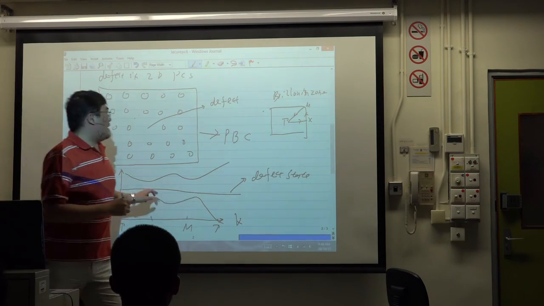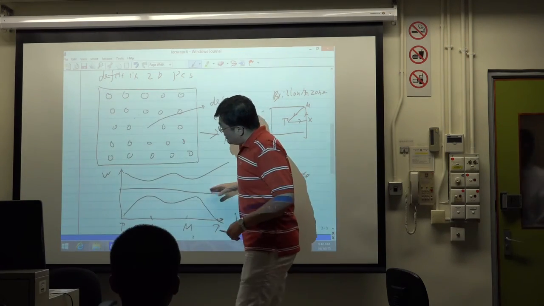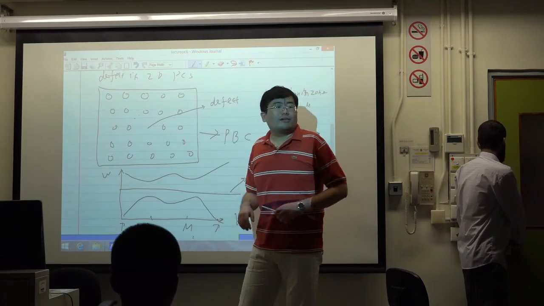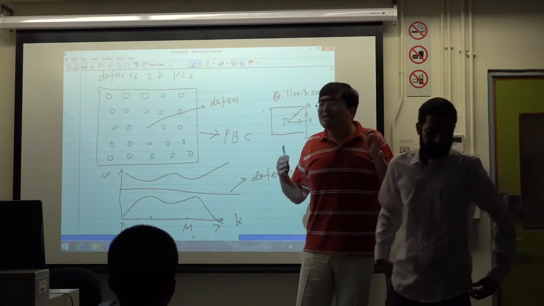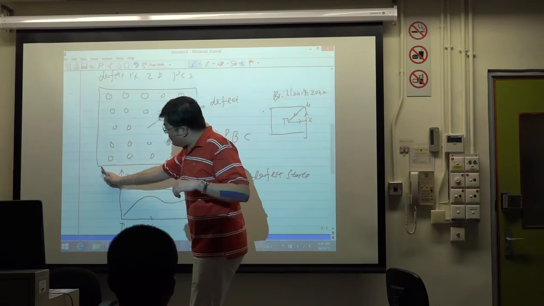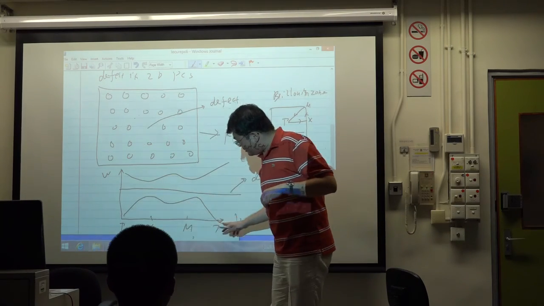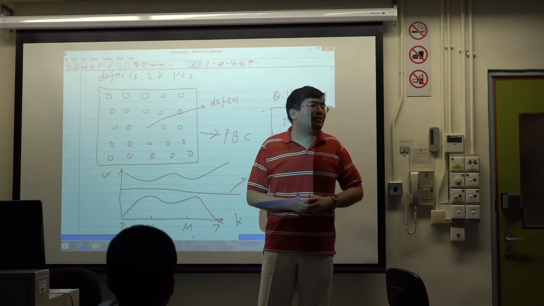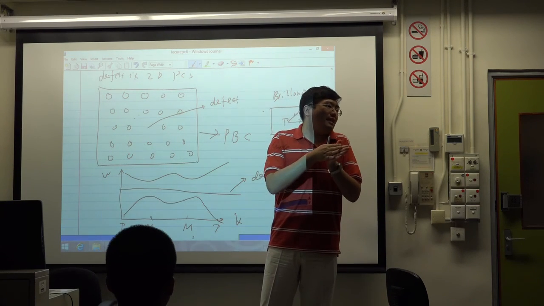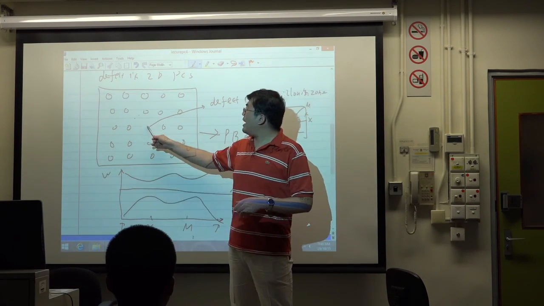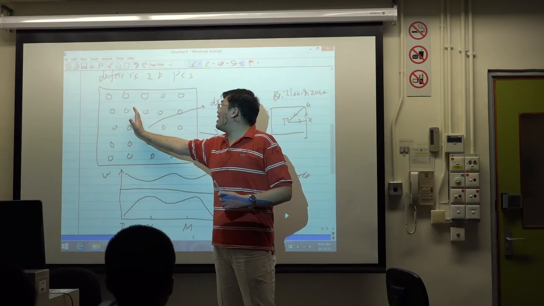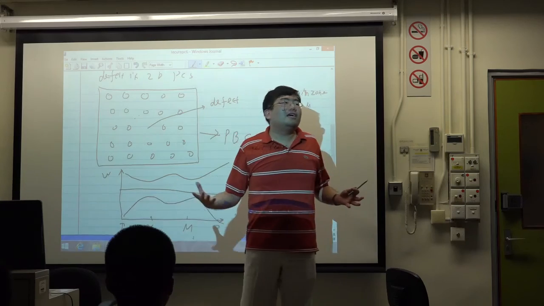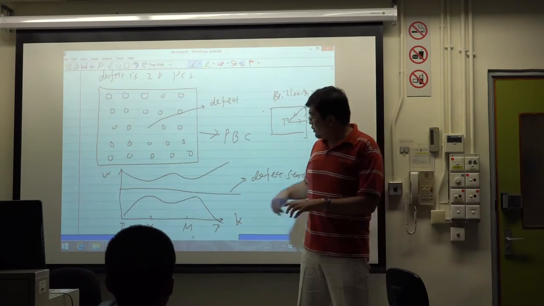You can see this is a defect state. Why is the defect state a straight line, a flat? Why is the defect flat? That means the eigenfrequency is independent of k. This is right because the translation symmetry is broken in this defect. Originally, there was translation symmetry along the x direction and along the y direction. But when you introduce the defect, the translation symmetry was broken. So you can see here it's flat.